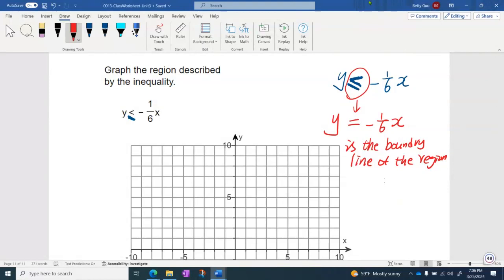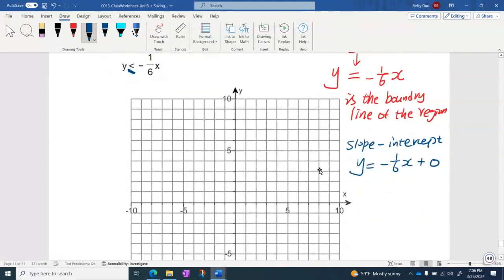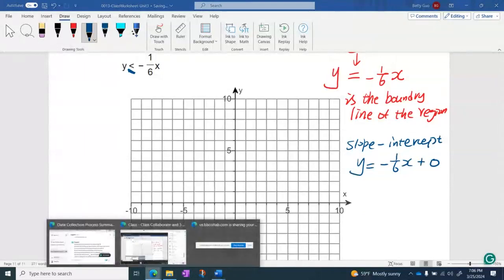Okay, let me show you how I graph it. Use a different method, okay? In this case, I'm going to use slope and intercept to graph it. I'm going to write the equation in slope-intercept form: y equals -1/6x plus 0. Am I right? Is the slope-intercept form y equals -1/6x plus 0?